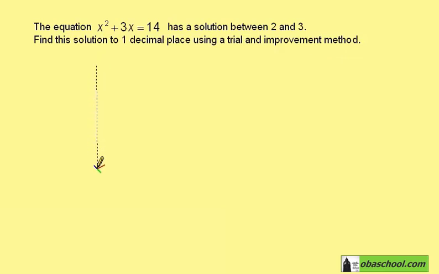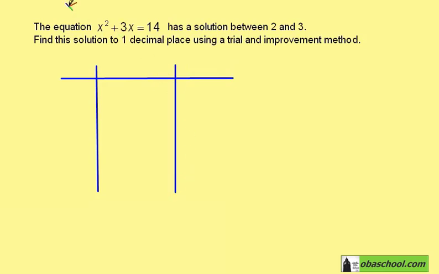When performing this method, I like to keep my information organized in a table. The first column of this table is x. This contains the current value of x I'm investigating. The second column here is x squared plus 3x. Note the equation is x squared plus 3x is equal to 14. The third column contains a comment.